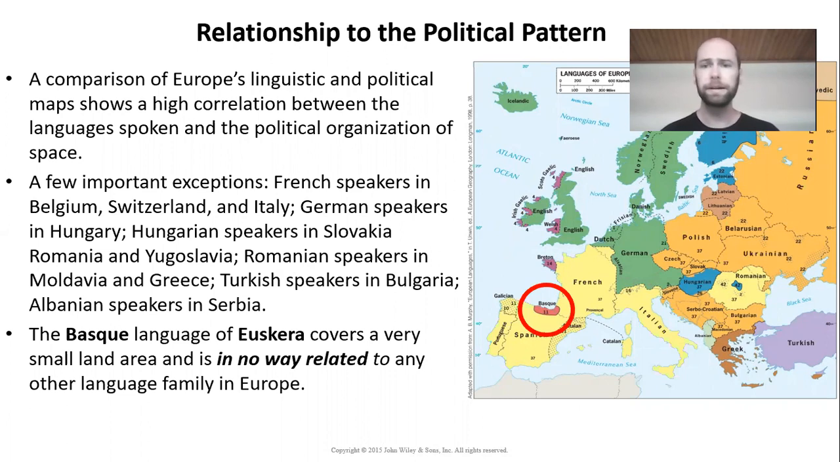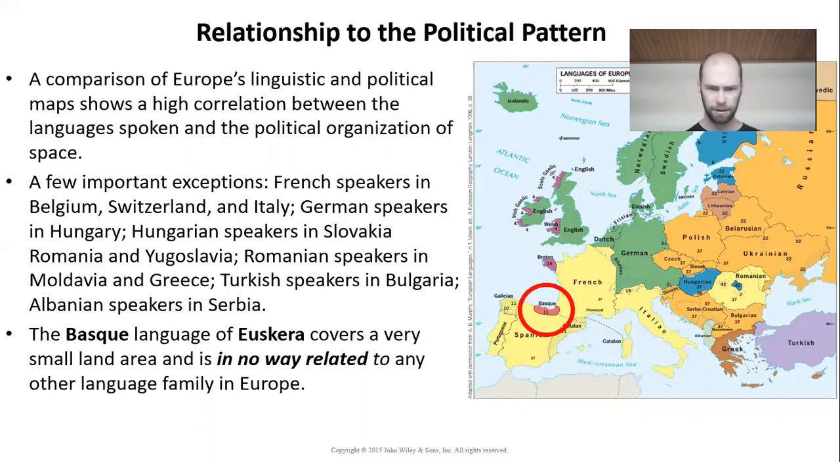And languages are related to how we politically divide the world. A comparison of Europe's linguistic and political maps shows a high correlation between the languages spoken and the political organization of space, so where we draw our boundaries. But with a few important exceptions. There are French speakers in Belgium, Switzerland, and Italy, German speakers in Hungary, Hungarian speakers in Slovakia, etc.